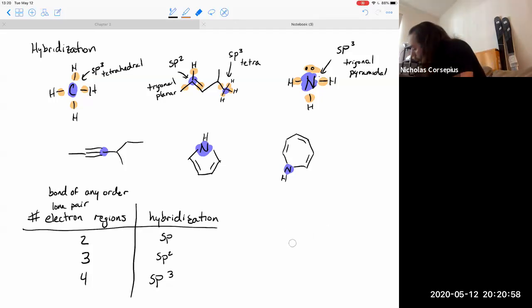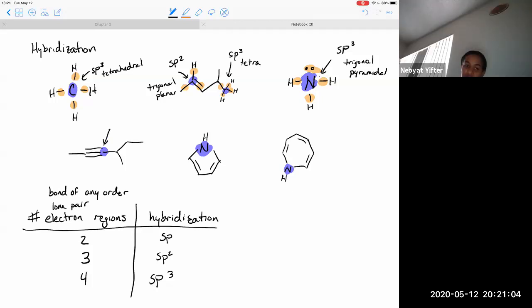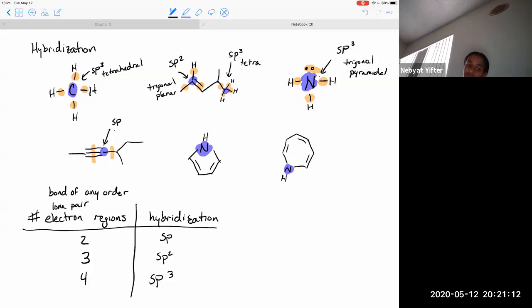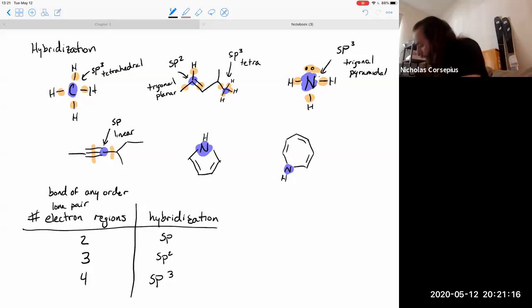Okay. What about this guy here? sp. Yeah, so it's just sp right now. We have 1, 2 electron regions. And what's the geometry associated with that? Linear. Yeah, so that's linear. Okay, now these 2 examples are more difficult.